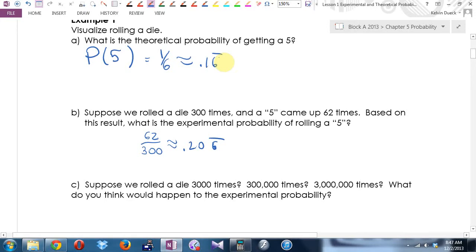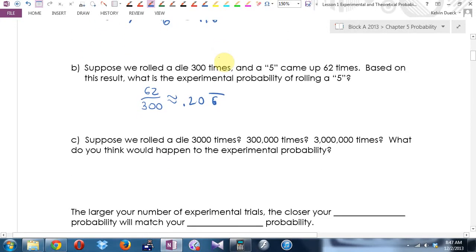But, part C, suppose we rolled the die 3,000 times, or 300,000 times, or 3 million times. What do you think would happen to my experimental probability, the answer I got for B, when I compared it to the answer I got for A?